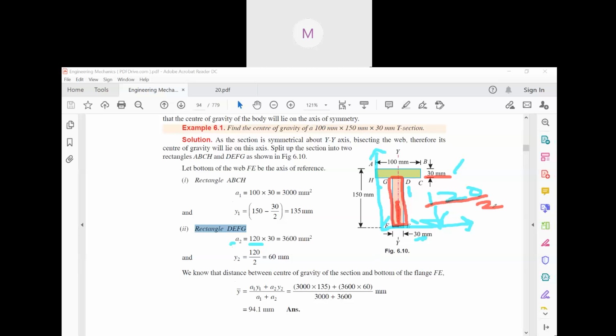So it is how much? 60. Is this clear now? Why is y2 60 and y1 135? I think it is clear.